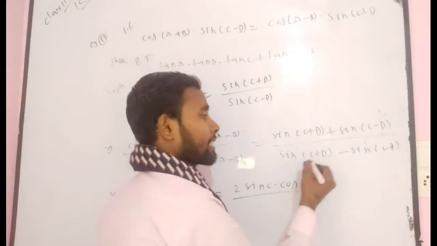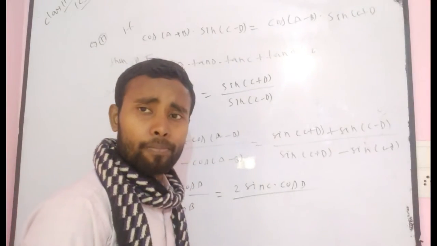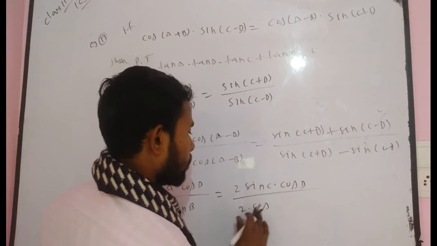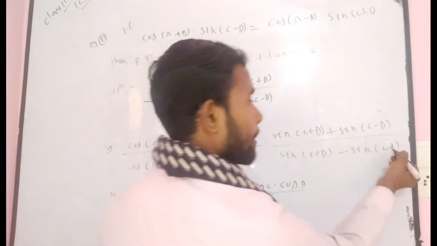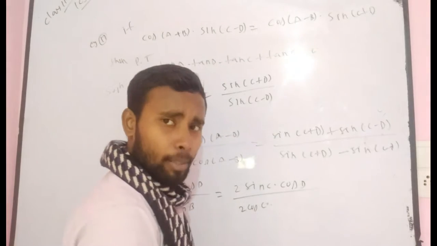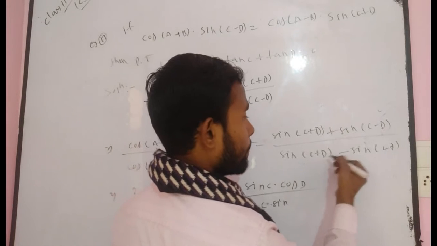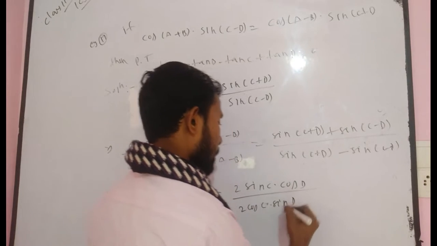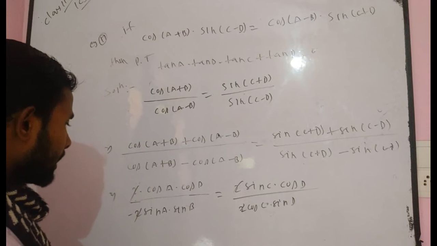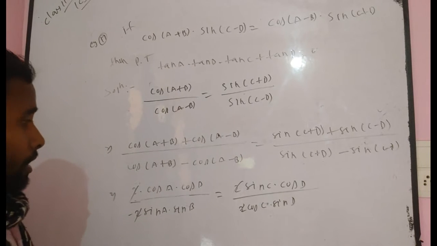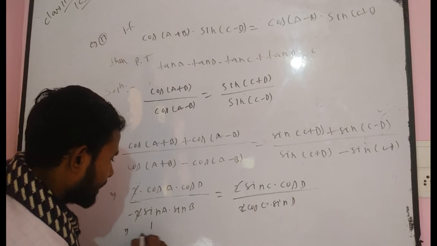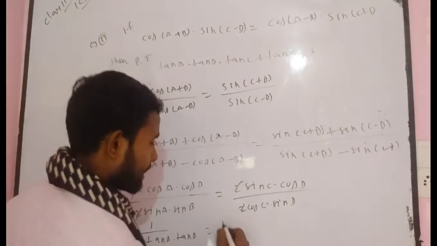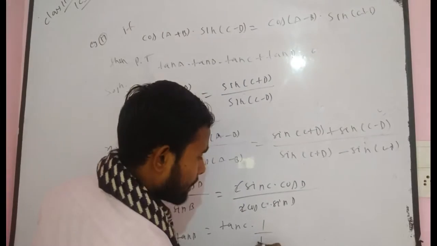Similarly, here sin(C+D) minus sin(C−D), that is sin x minus sin y, is equal to what? 2 into cos((x+y)/2) into sin((x−y)/2), that means cos C into sin D. Now the 2s cancel each other, and you get sin A by cos A is equal to 1 by tan in the denominator into cos B by tan B, that means tan B, is equal to sin C by cos C, tan C, into sin D by cos D, that means tan D.